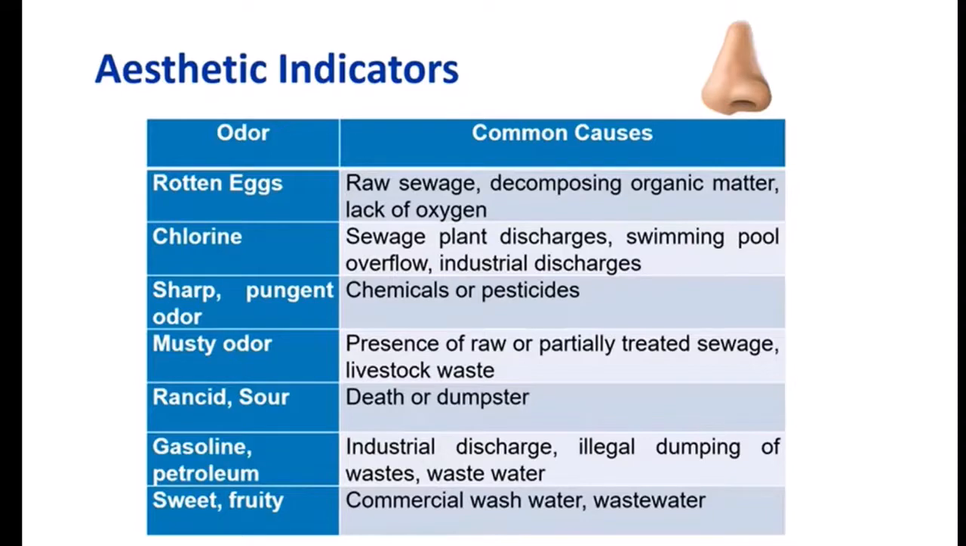Some of the smells encountered in the field and what they indicate are shown in the table. Rotten egg smell could be a sign of raw sewage or decomposing organic matter or a lack of oxygen. A chlorine smell can indicate a sewage plant discharge or a swimming pool overflow or an industrial discharge. A sharp, pungent odor may indicate chemicals or pesticides. A musty odor can indicate the presence of raw or partially treated sewage or livestock waste. A rancid or sour odor may be a sign of a garbage or some kind of dead organism nearby.